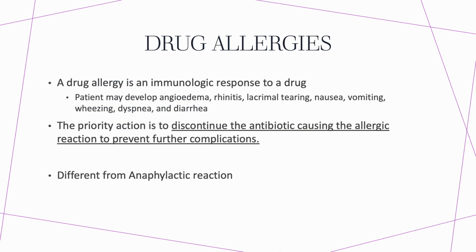All right, now on to true drug allergies. It is an immunologic response to the drug. So they're going to have angioedema, rhinitis, tearing, nausea, vomiting, wheezing, dyspnea, diarrhea. So, big problems. The first thing you need to do when you notice any of these signs and symptoms in a patient is stop that medication, that antibiotic, that antiviral, that blood, whatever it is. Stop it to prevent further complications. Call the physician. Let them know after you've stopped it. But first, stop it. Don't keep it running.